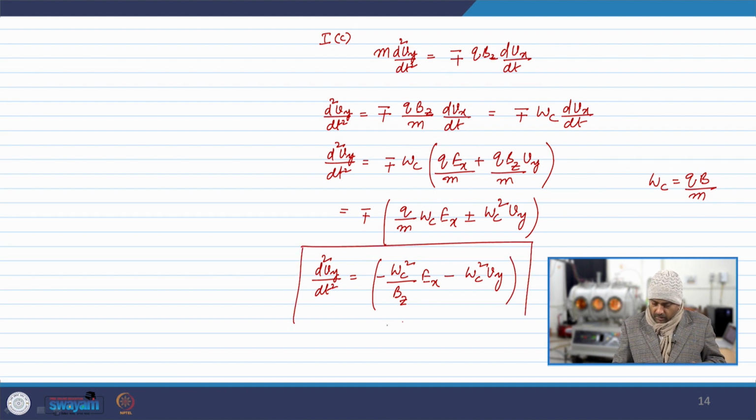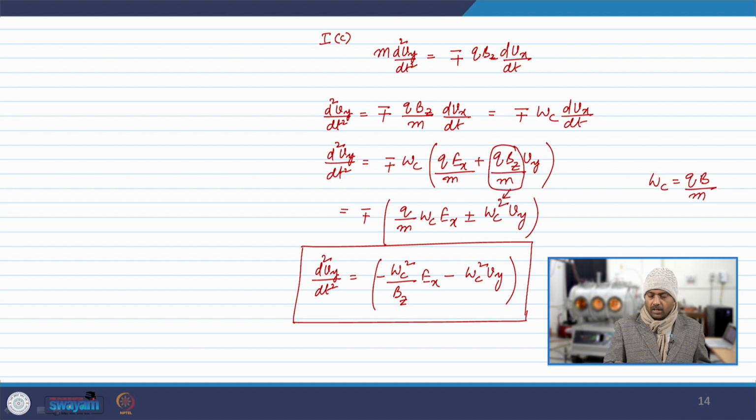So don't be confused with the algebra. I'll just tell you what I have done so far. I have substituted for dVx by dt into this. I have taken this omega c inside. You see here there is an omega c already existing, which gave you omega c square, and here omega c is not there, but q by m is there. So q by m can be written as omega c by B, which gives you omega c square by B, and Ex is still there.